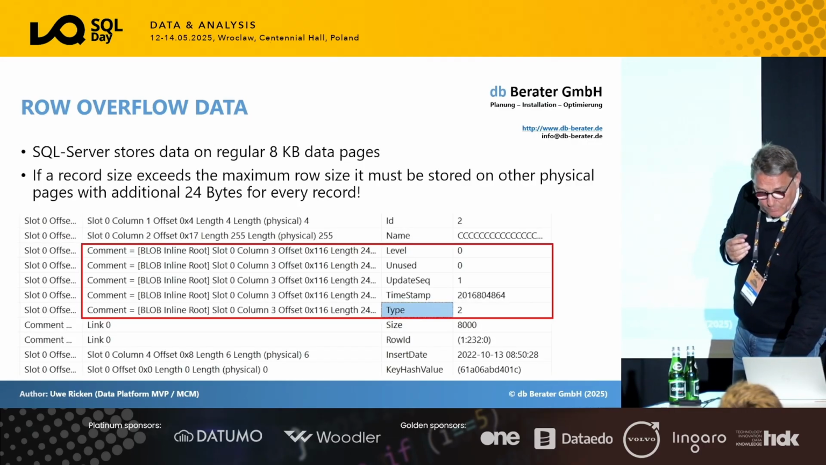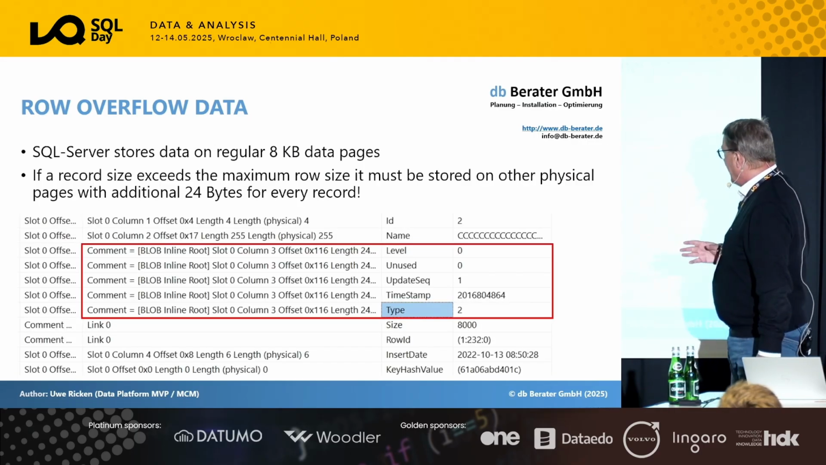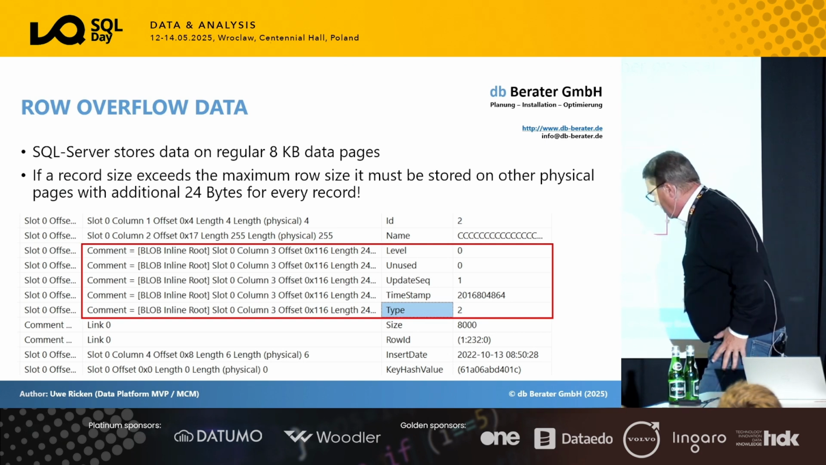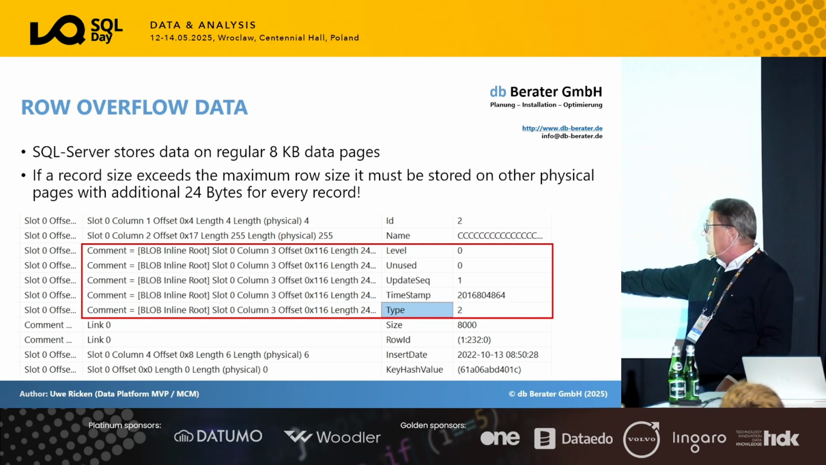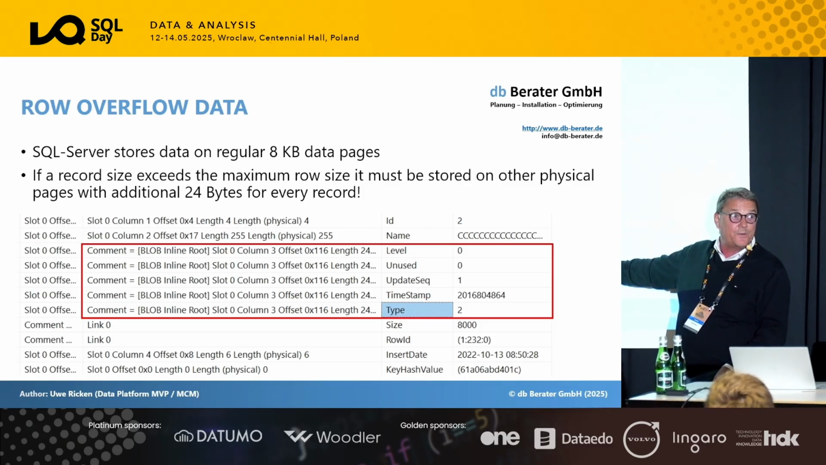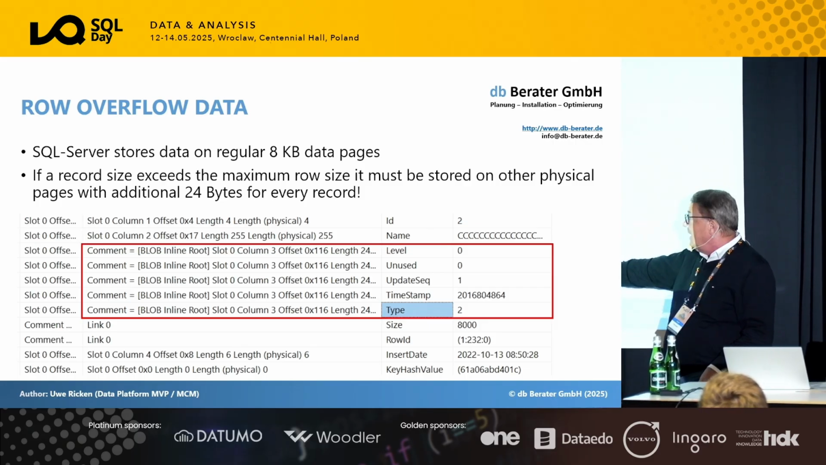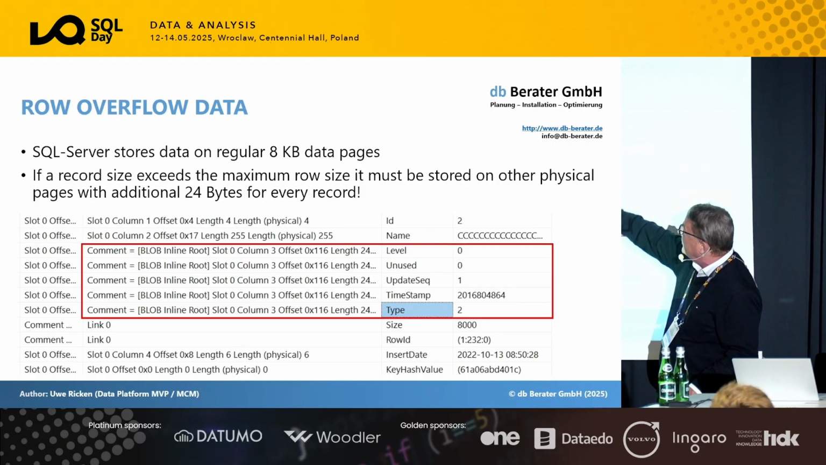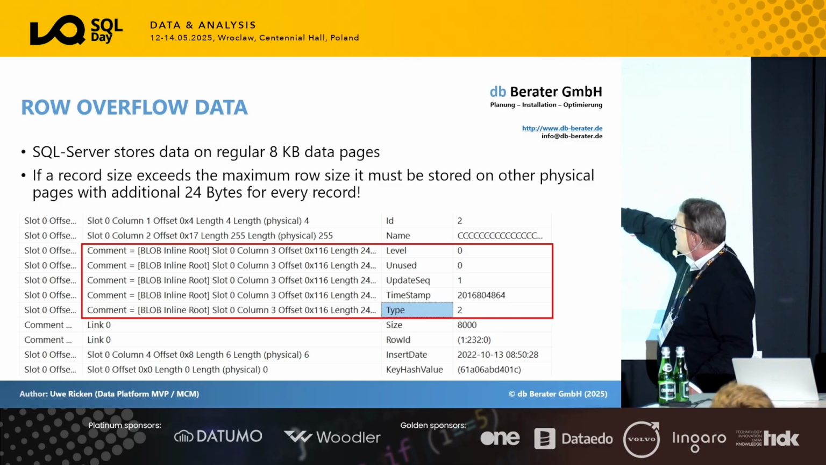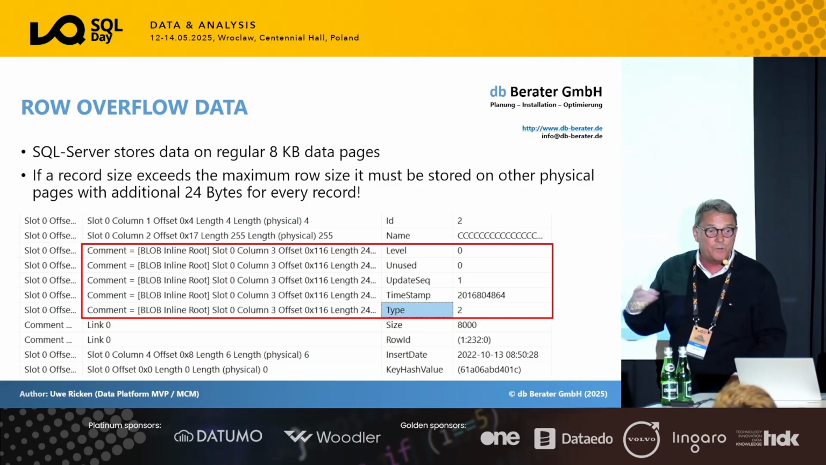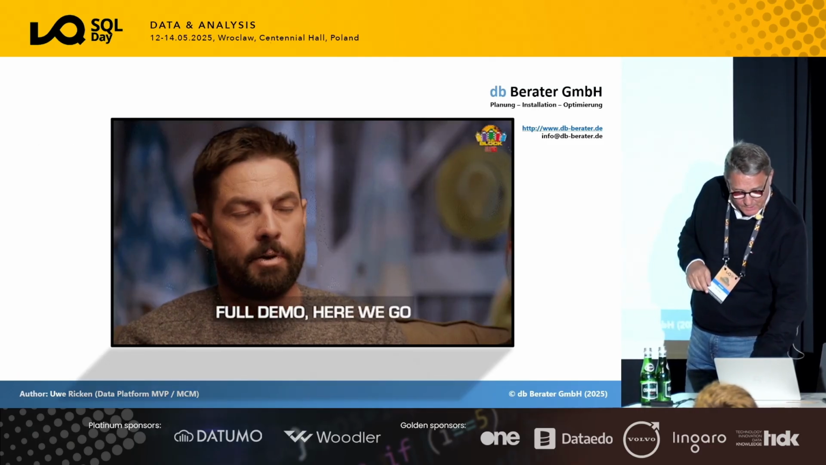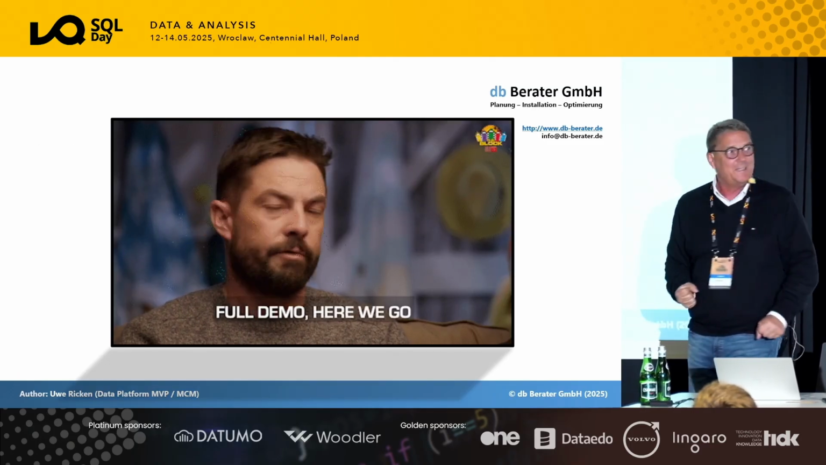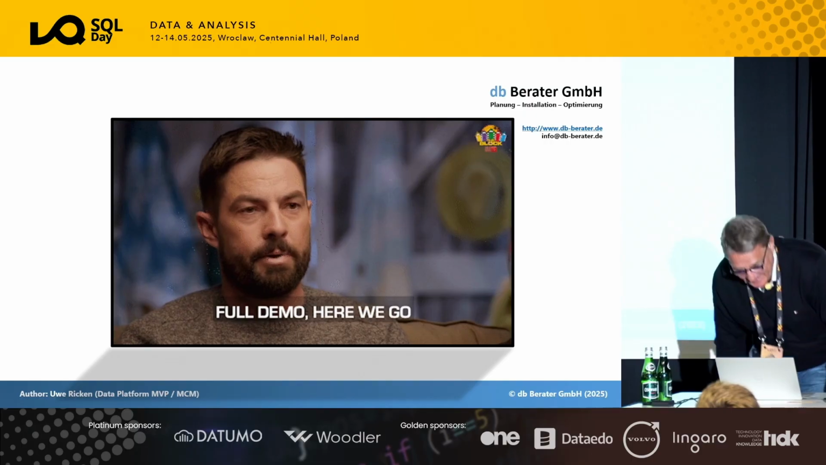Sorry, I need to go back one. Let me be careful, I'm old. Here is the pointer. Here it says where we find the rest of the record. So this is a different page, different from the page we have here. The level and so on. The type 2 stands for row overflow data. I skip this, it's not so important. My favorite: let's do a demo for this and have fun.